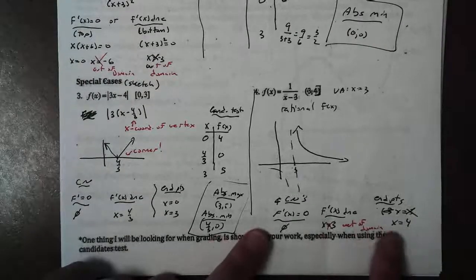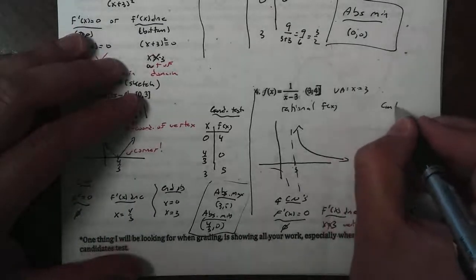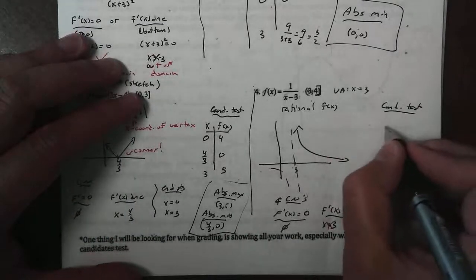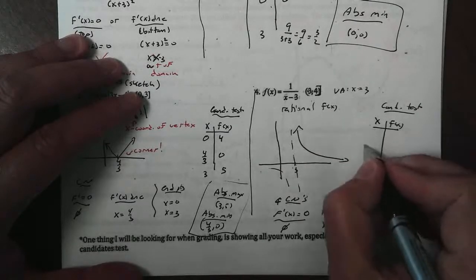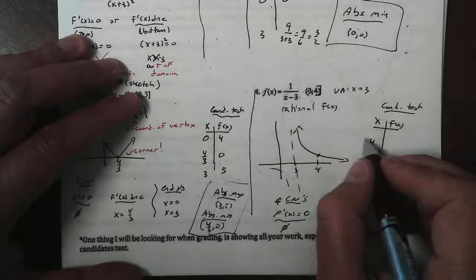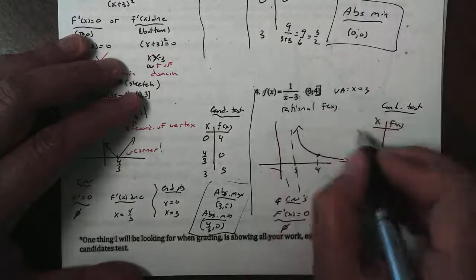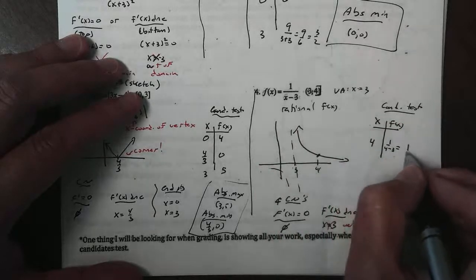So how many points do I have to check? Only 1, 4. So when I do my candidates test, it should be pretty easy. There's x, there's f of x. I just plug in 4. So there's 4, and if I plug it in, be very careful. If we plug in 4, we're going to get 1 over 4 minus 3, which is 1.